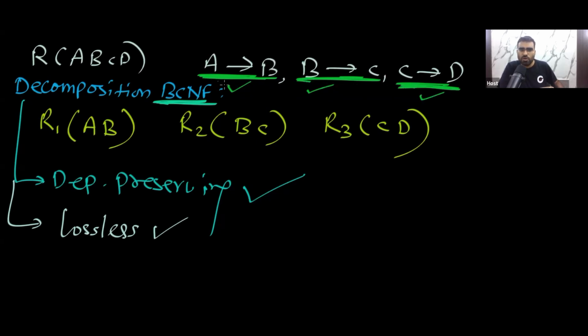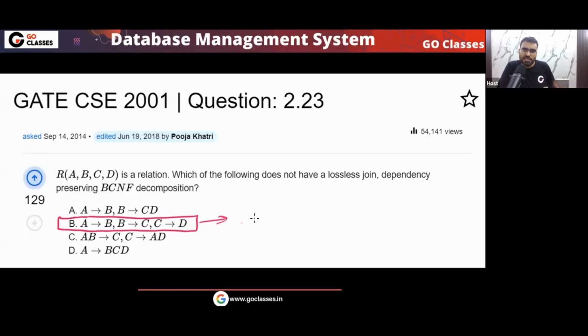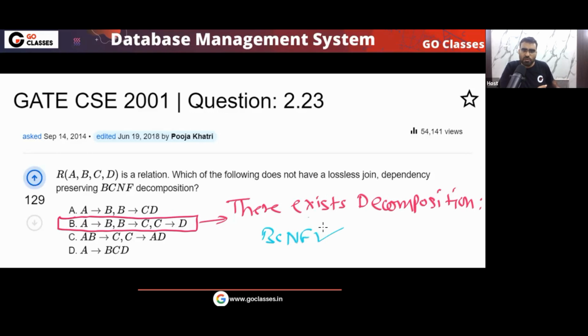Yes or no? And this is lossless. So all three properties are satisfied. So again, remember, for this option B, for this relation, I can say there exists a decomposition which will have all three properties. It will have the BCNF property, lossless property, and dependency preservation property. Okay, is this clear? Very simple.